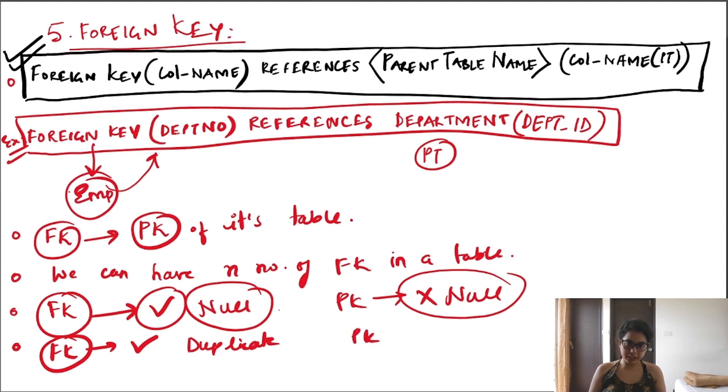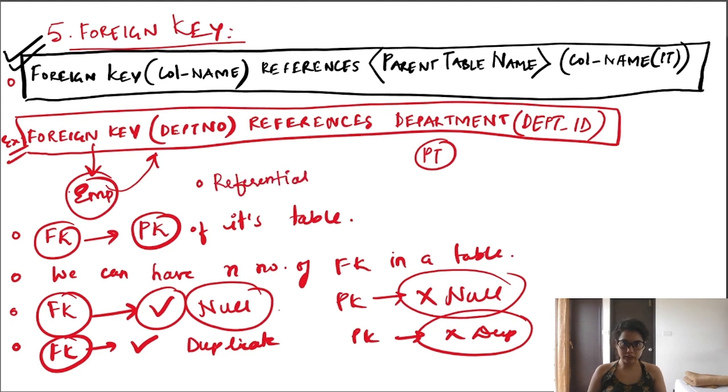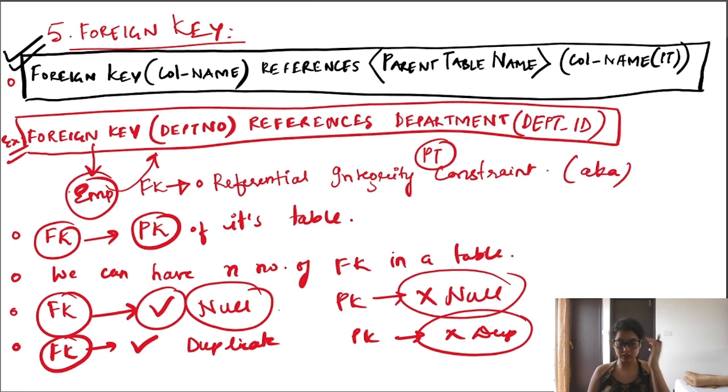But primary key can't have duplicates, right? Now one more point is that it is called referential integrity constraint. So another name of foreign key is referential integrity constraint, also known as referential integrity constraint.